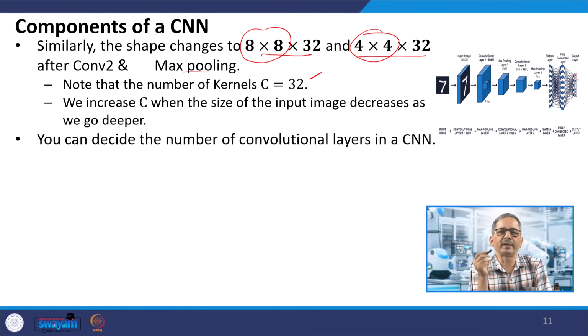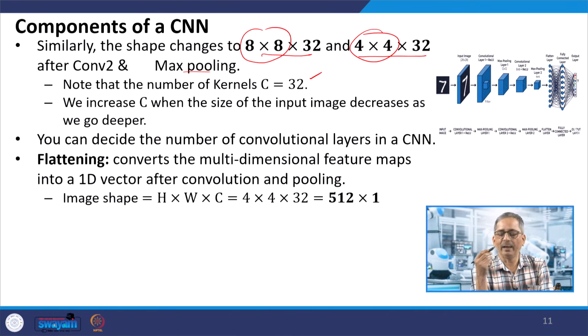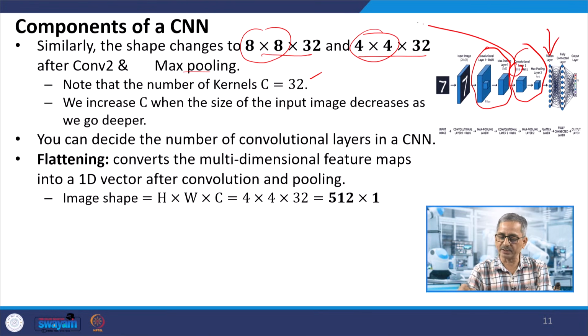You can decide the number of convolution layers in a CNN, and after all this we need to flatten. The flattening converts the multidimensional feature map into a 1D vector after convolution and pooling. Here we are doing convolution and pooling twice in this example. This is the first convolution and pooling, and this is the second convolution and pooling, and their sizes are also shown over here. So this is the 8 cross 8 which I talked about, and this is the 4 cross 4 which I talked about.